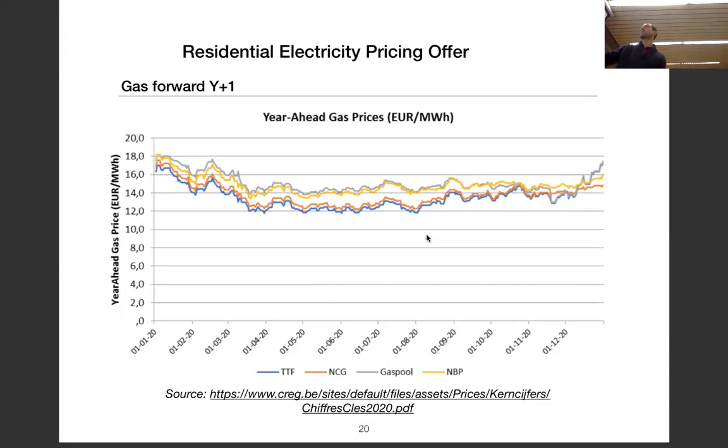And it's the same thing for gas. You can see that the calendar prices fluctuate a little bit, but most of the time it's quite constant if nothing big is happening.